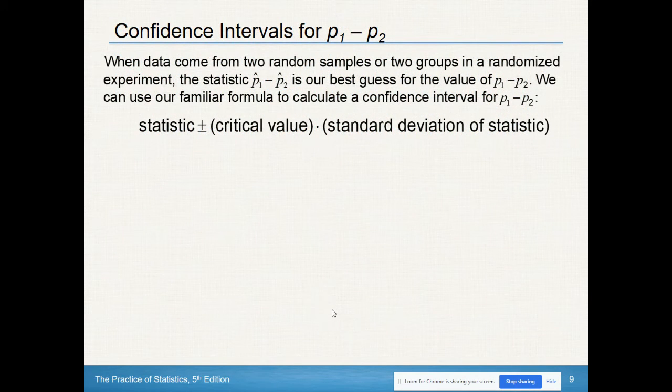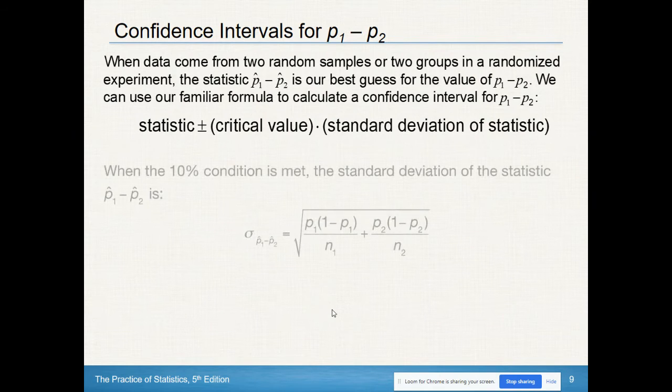So, confidence intervals for P1 minus P2. When the data comes from two random samples or two groups in a randomized experiment, the statistic P hat 1 minus P hat 2 is our best guess for the value of P1 minus P2. We can use our familiar formula to calculate a confidence interval for P1 minus P2. That statistic plus or minus the critical value times the standard deviation of the statistic.